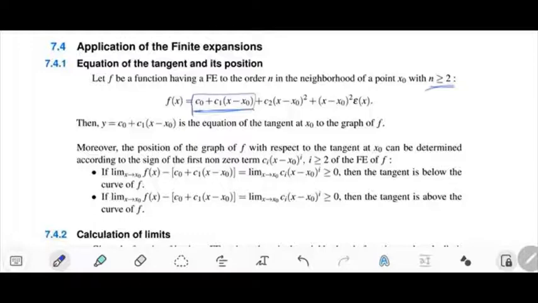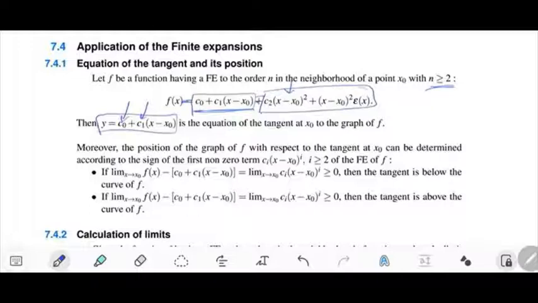So if I take these two terms, then y equals c0 plus c1(x minus x0) is the equation of the tangent. Of course, you know why, because this is f of x0 and this is the derivative of f at the point x0. So it's the equation of the tangent. Moreover, if I take this term to the other side, so I put f of x minus this term equal all the other terms, then studying the sign of these other terms will allow me to know the position of the tangent with respect to the graph of f.